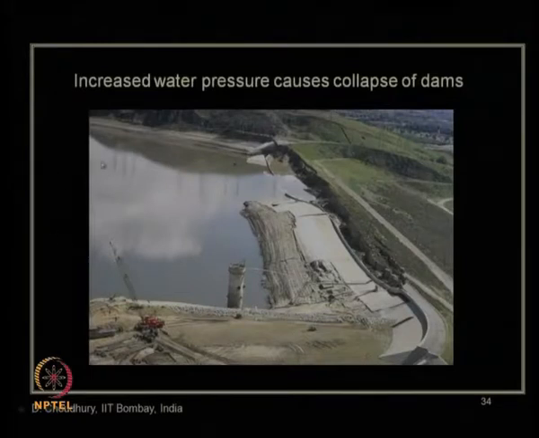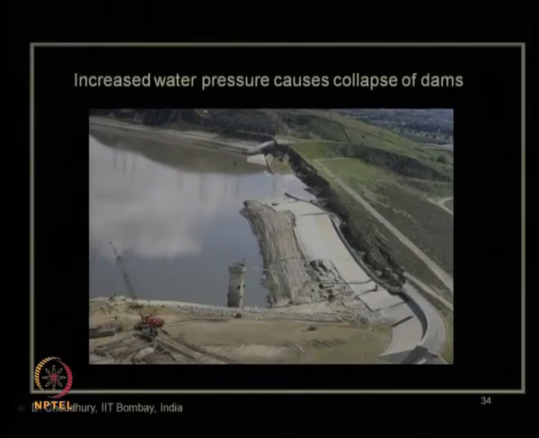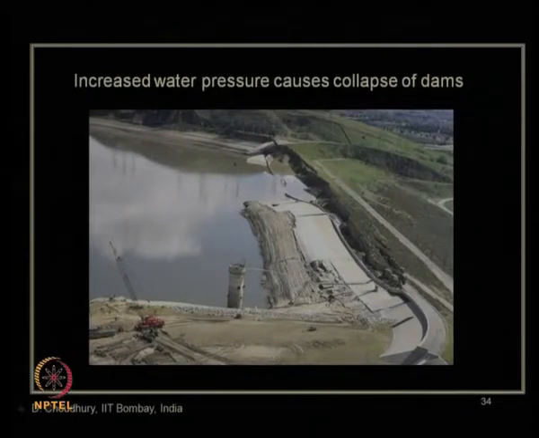Another picture shows the increased water pressure, which causes collapse of the dam. You can see over here at this portion the dam has totally collapsed. This is due to the increased water pressure during the earthquake condition.